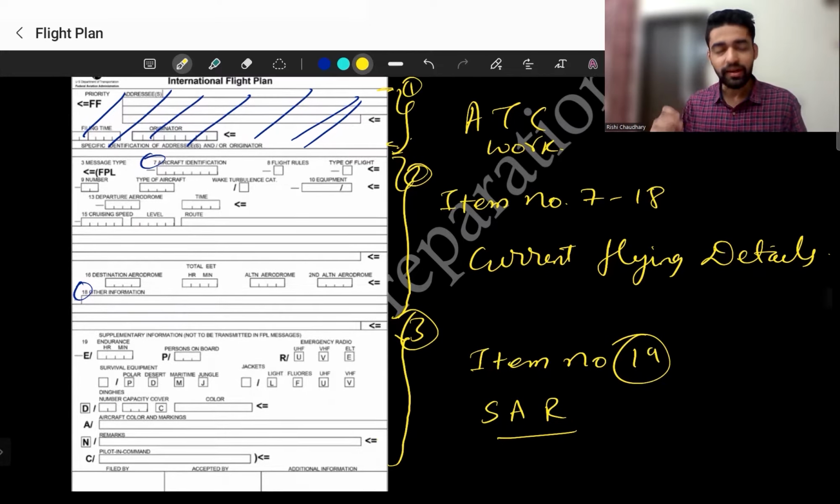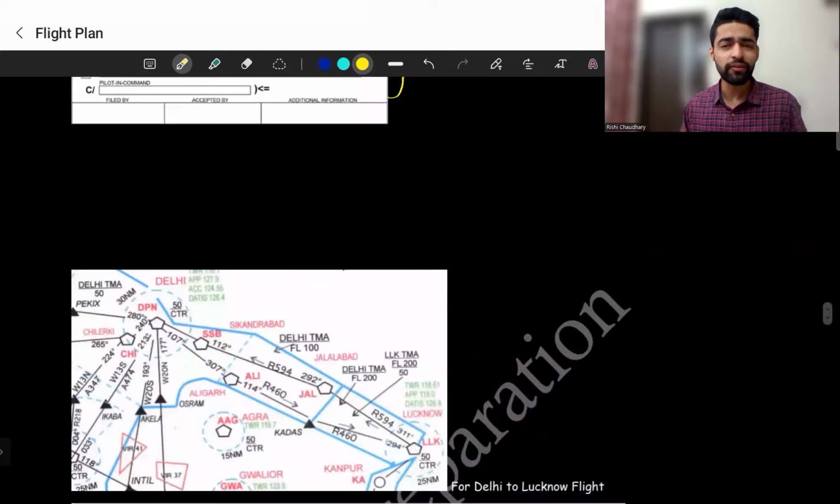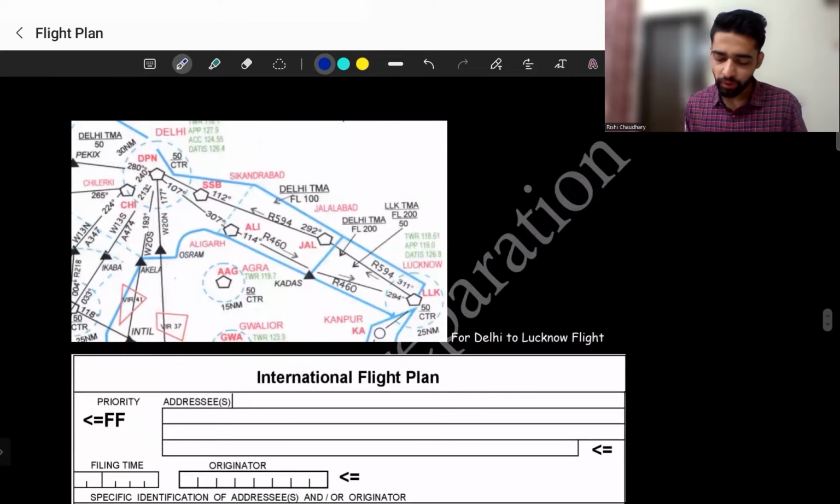Now before starting with the item number 7, I want to give you some work. You can assume yourself to be a pilot, a passenger pilot. Remember, you are a passenger pilot, not a military pilot, not a student pilot. You are a passenger pilot for now, and you want to travel from Delhi to Lucknow. So this is Delhi, you can see New Delhi, and this is Lucknow. This is Lucknow Airport, LLK, or we can say Lima Lima Kilo. This is Delta Papa November. So this thing you can already see.